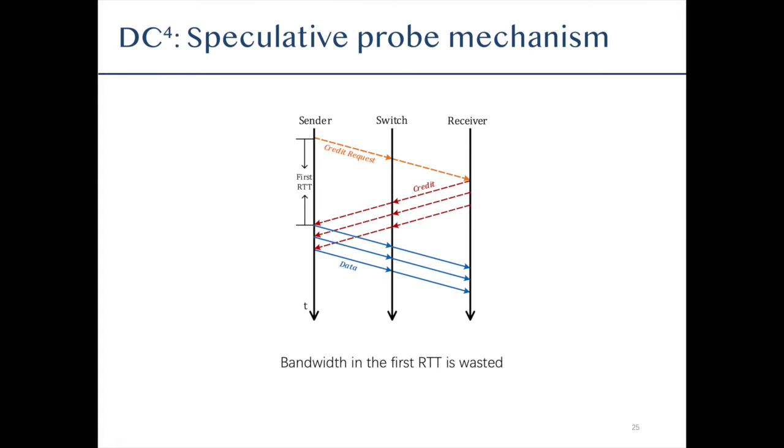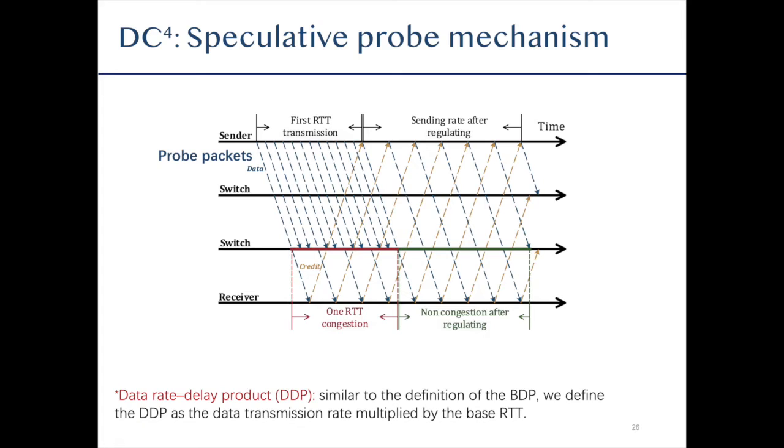However, the ECN-based rate control is not enough to achieve high-speed transmission. Due to the credit request process, data cannot be transmitted in the first RTT, and the bandwidth is wasted. Therefore, we try to directly send probe data packets at the beginning instead of a credit request. A probe packet is another kind of data packet. It carries the information that is necessary for the receiver to generate and send credits.